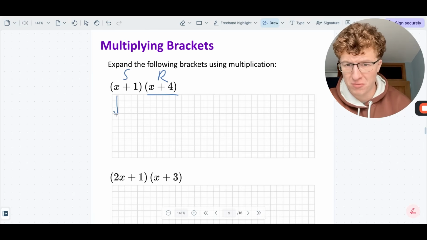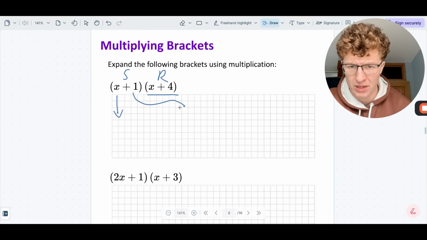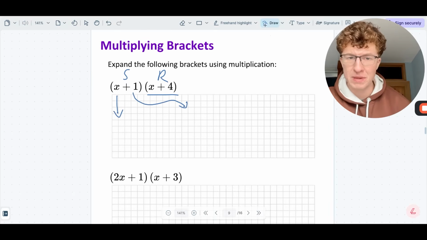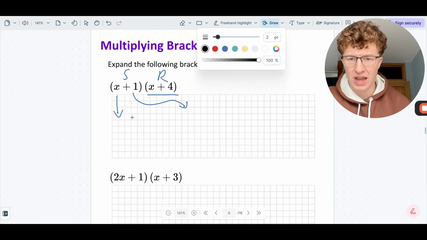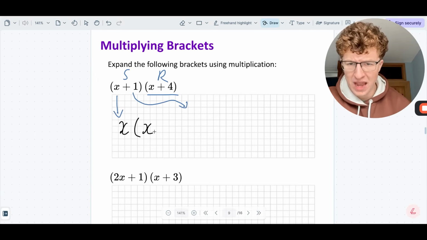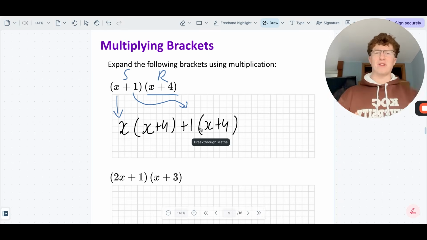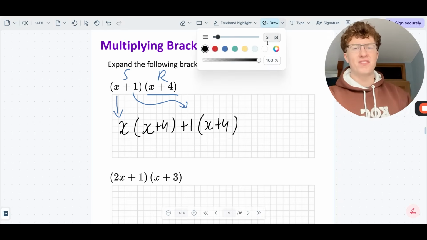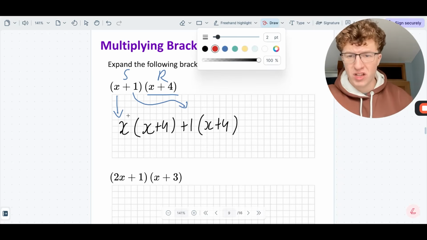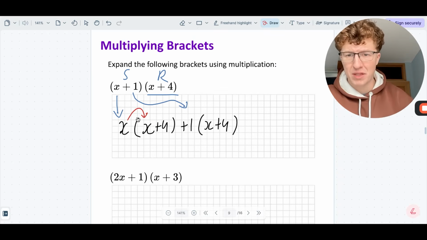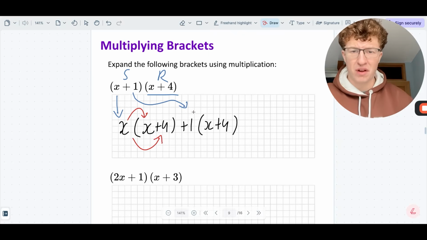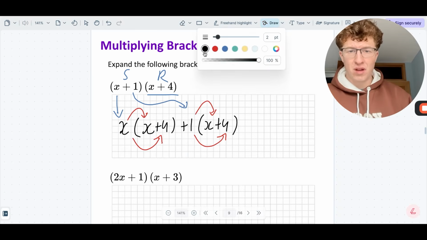So splitting this first bracket, we're going to bring the x here, and we're going to bring the 1 somewhere down here. And we're repeating the second bracket. So we're going to have x times x plus 4, then the plus 1, and again repeating x plus 4. First step done. Then, to expand these brackets, we're just going to be distributing the x like this. We're going to be multiplying the x with the x, and then the x with the 4. And same over here, we're going to be multiplying the 1 with the x, and then the 1 with the 4.